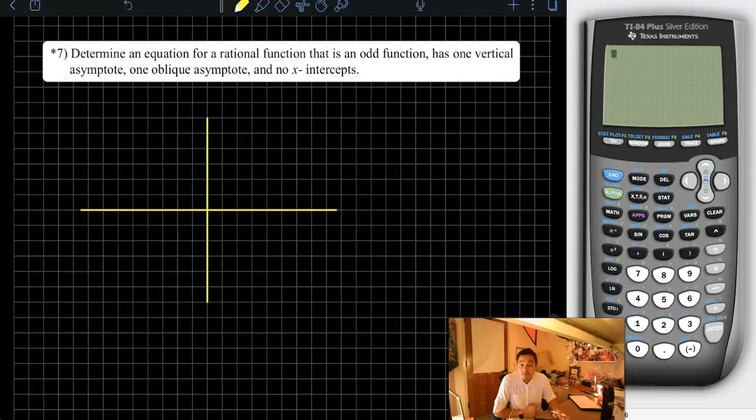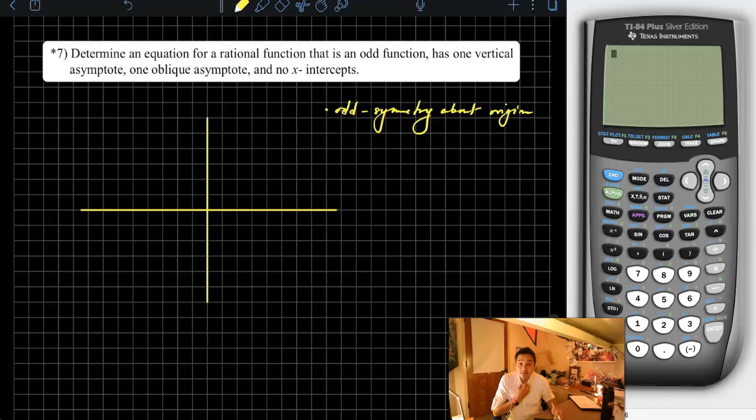It's an odd function, so odd means, in this case, symmetry about the origin. So I'm already visualizing something where if something's happening in the first quadrant, it's happening simultaneously in the third quadrant. Similarly for the second and fourth.